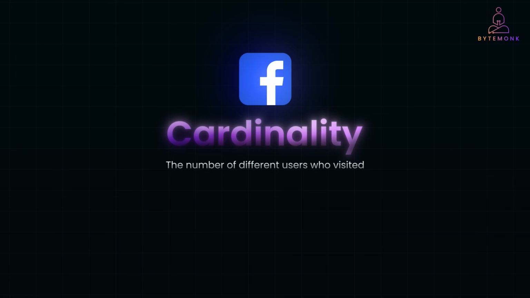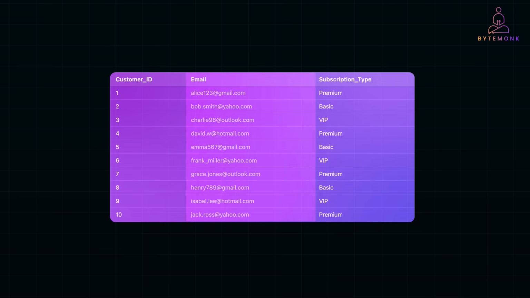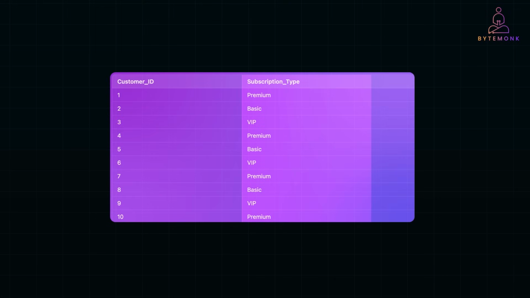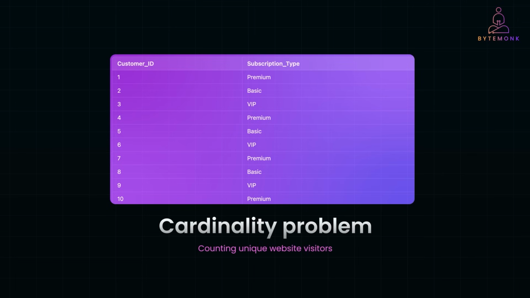Now, cardinality is crucial in databases, analytics, and distributed systems because knowing how many unique elements exist helps optimize storage, indexing, and performance. For example, a table storing customer emails has high cardinality because it has many unique values. And a table storing customer subscription types, such as basic, premium, or VIP, has low cardinality due to few unique values. In big data and web analytics, counting unique website visitors is a cardinality problem. And tracking distinct search queries on Google is a cardinality problem.